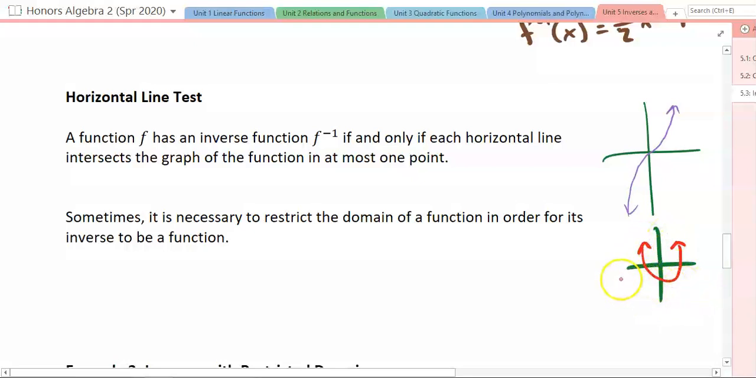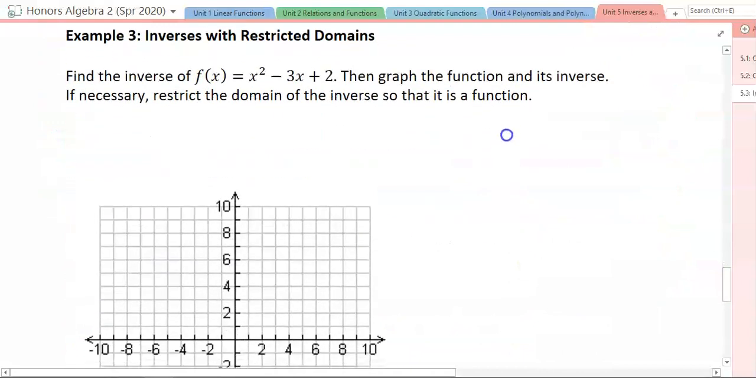Well, down here it never touches anything, but when I get right here, like at the x-axis, it touches that red graph twice. And so the inverse of the red function would not be a function. It would be a relation because it would fail the vertical line test once I graphed the inverse. And so we get this statement here. It may become necessary to restrict the domain of a function in order for the inverse to be a function. And we're going to look at that in example 3.